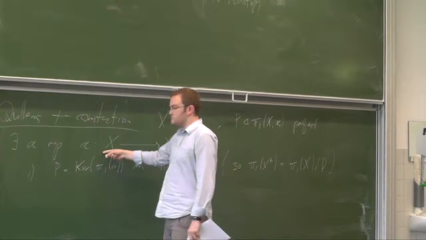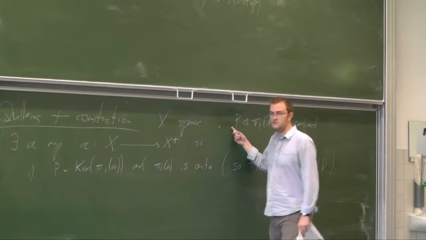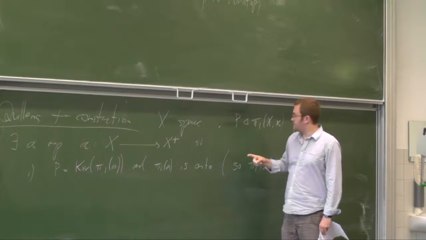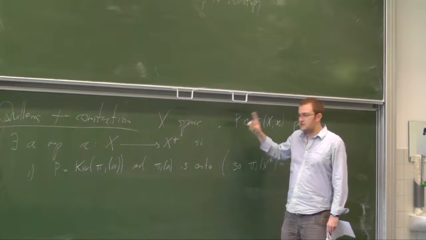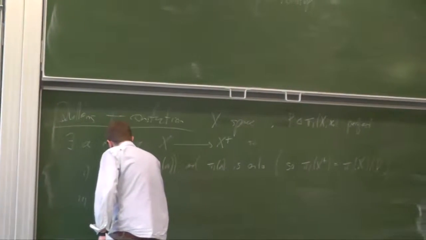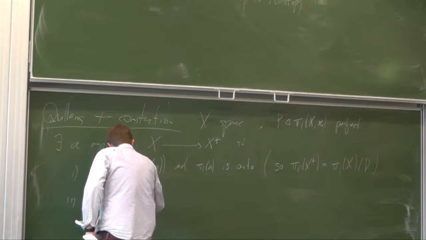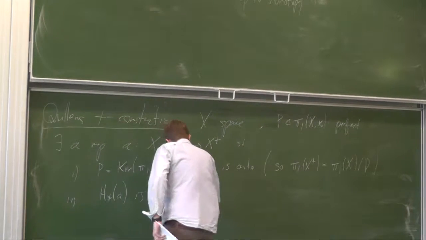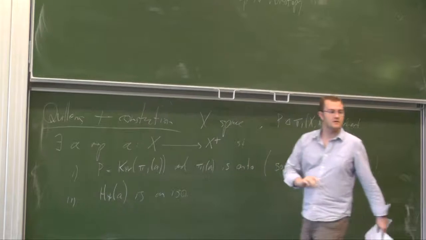You start with X and you attach 2-cells to kill the generators of this group. That doesn't need to be perfect, notice. But the amazing thing is the second point, and this is where the perfectness comes in, which is that the map A is an isomorphism on homology.